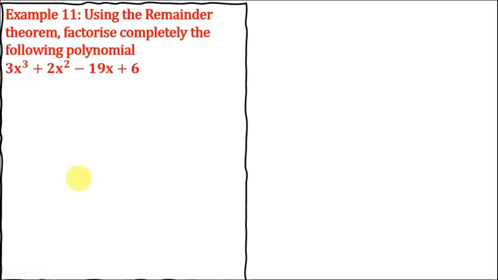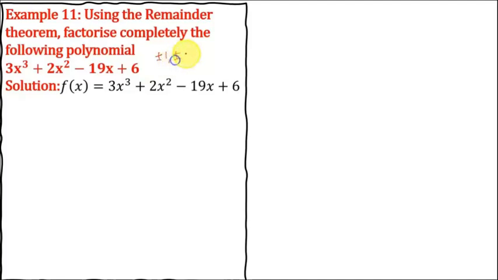Okay. Now next, example number 11. Using the remainder theorem, factorize completely the following polynomial: 3x cube plus 2x square minus 19x plus 6. Now to find out these factors, first find the factors of 6. Factors of 6 are plus or minus 1, plus or minus 2, plus or minus 3, and plus or minus 6. Now, using the remainder theorem, we will find out first whether the value of f of 1 is 0, f of minus 1 is 0. Okay, if f of 1 is 0, then x minus 1 is a factor of that polynomial.